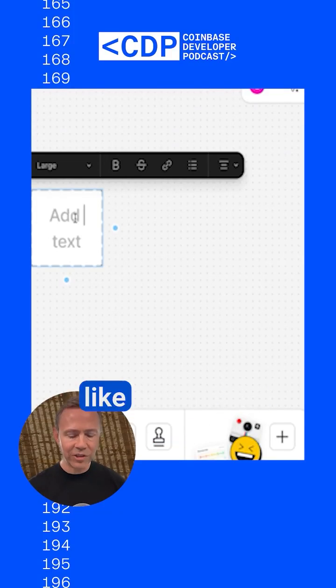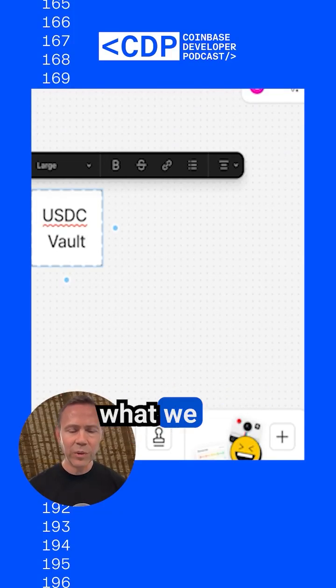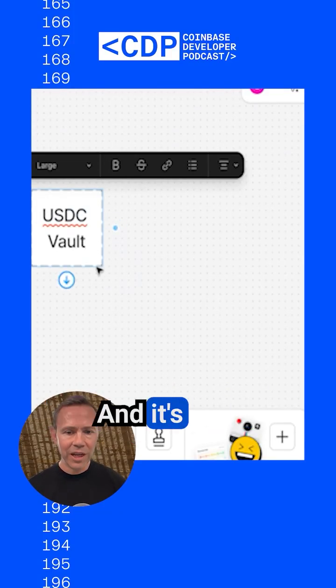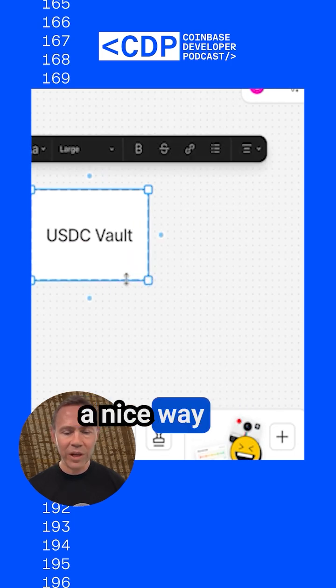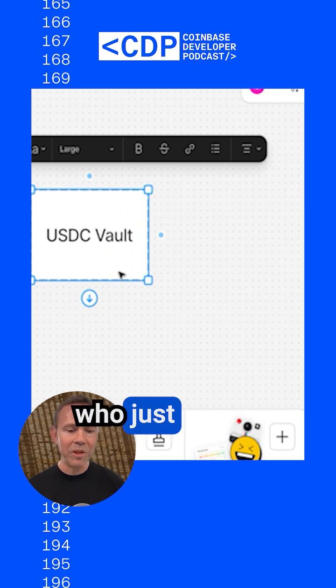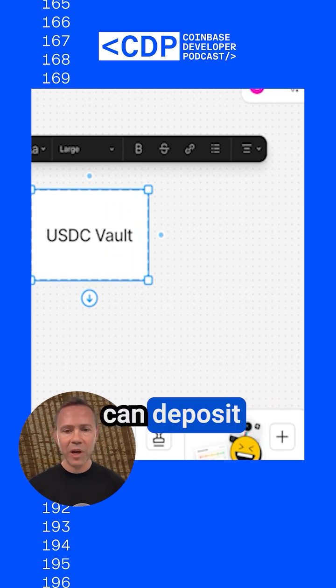Let's just say this is like the USDC vault. And this is what we call the Moonwell flagship USDC vault. And it's been live on Base, I think, since June of last year. And this is a nice way that people that are new to DeFi or people that just want to earn on their stablecoins can deposit into this vault.